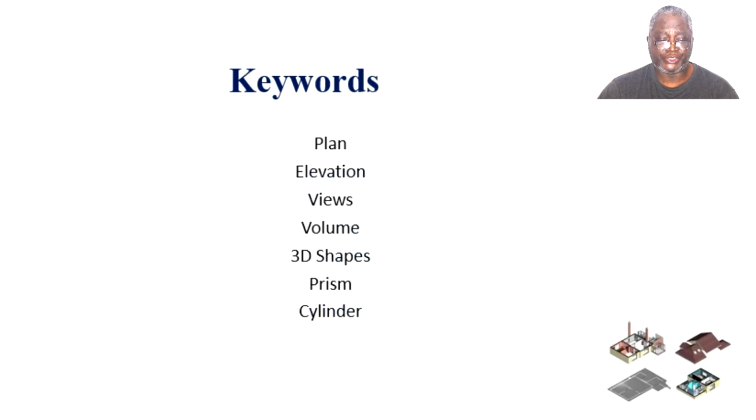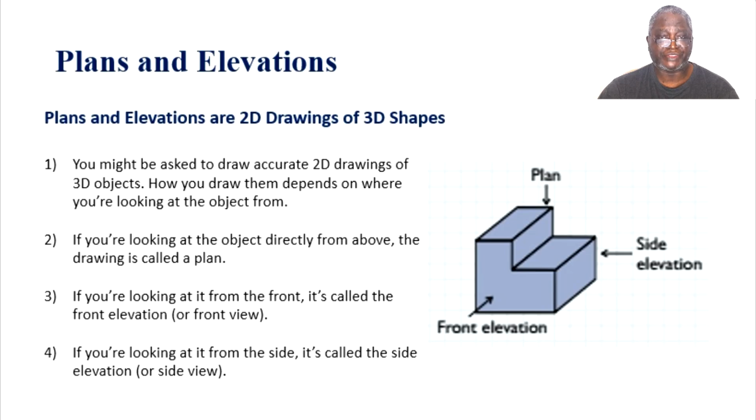But first, here are the keywords you'll be expected to use and be familiar with. And they are plan, elevation, views, volume, 3D shapes, prism and cylinder. So let's start with plans and elevation. Plans and elevations are 2D drawings of 3D shapes. You might be asked to draw accurate 2D drawings of 3D objects. How you draw them depends on where you're looking at the object from.